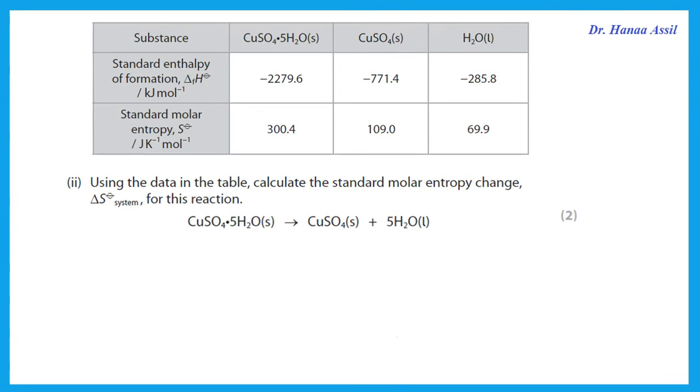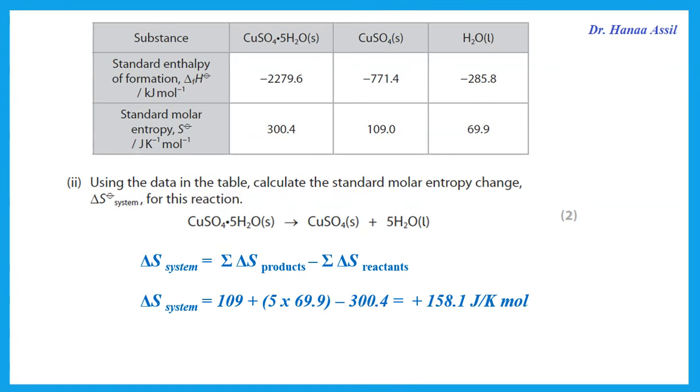Using the data in the table, calculate the standard molar entropy change for this reaction. Again, the entropy change here is the entropy of the products minus the entropy of the reactants, and we put in the numbers given. Please take into account coefficients. Remember, we have 5 water, so you multiply by 5 for the water. The overall is plus 158. Remember that all of these are in joules, so this is joules per degree per mole.